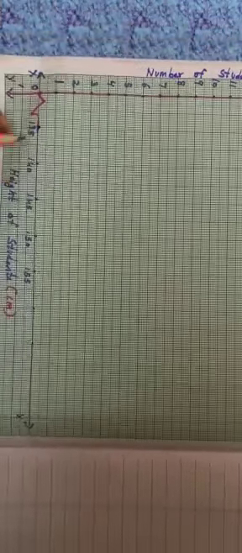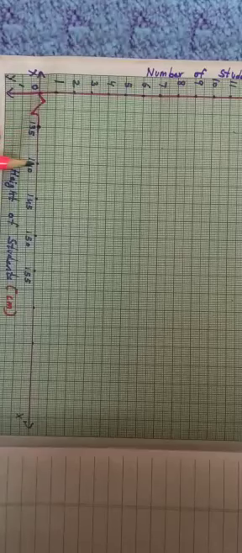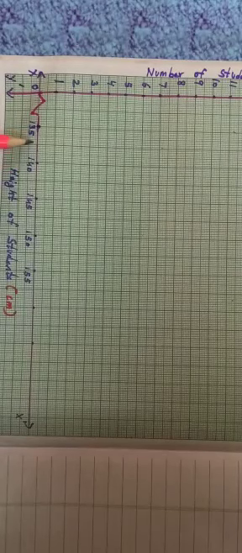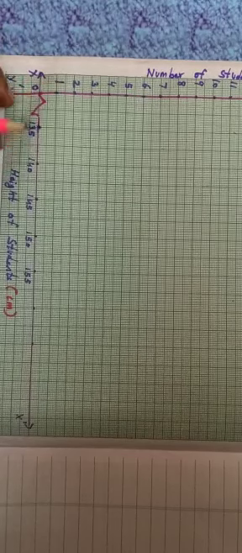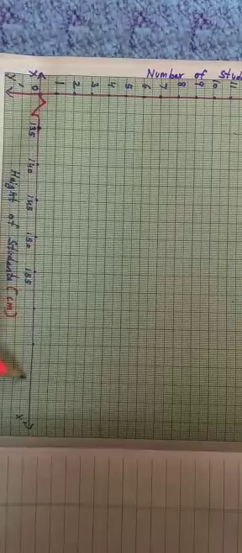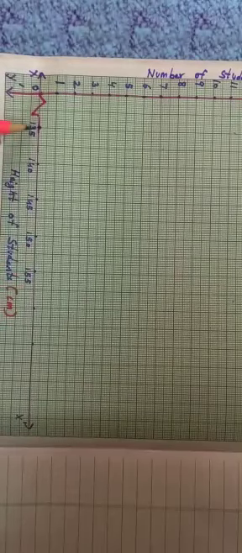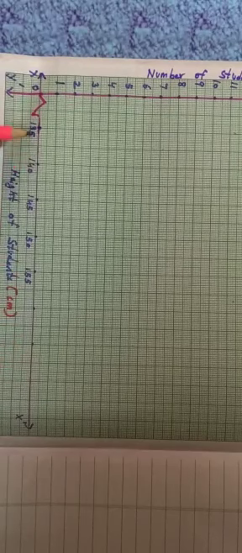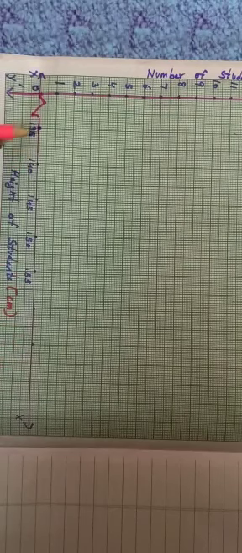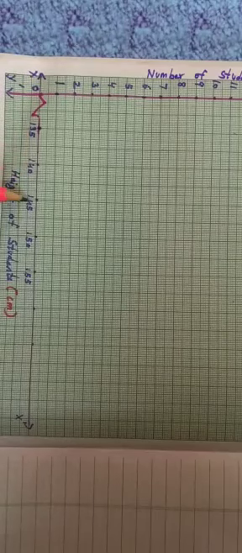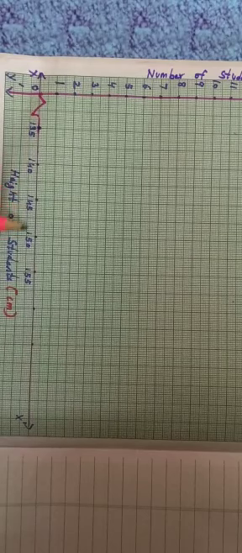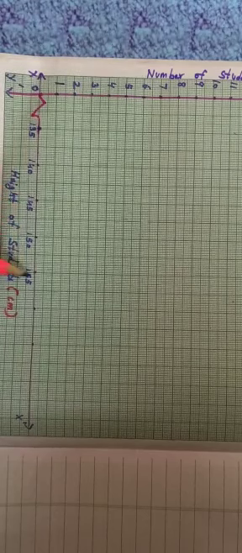Now, why have I done this? Because here we have been given the height of the students from 135 to 140. Some students may take it differently, but we have enough space here. So we can take 135 to 140 as 5 centimeter difference. 140 to 145 is 5 centimeter, 150 to 155 is 5 centimeter.